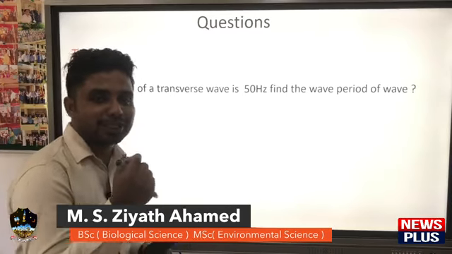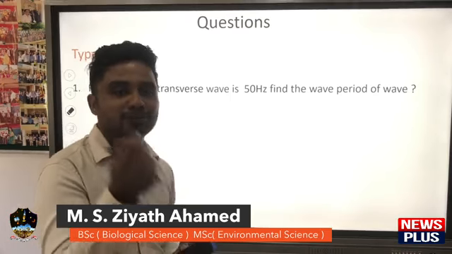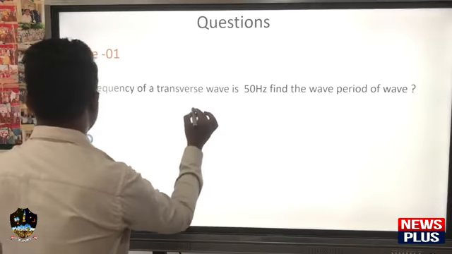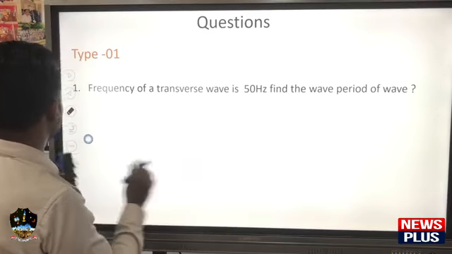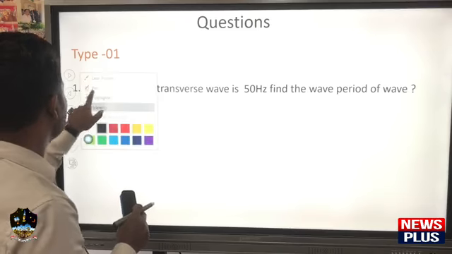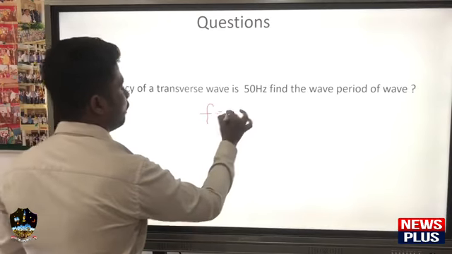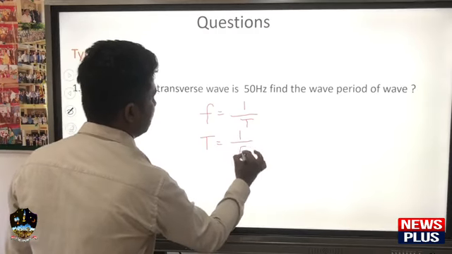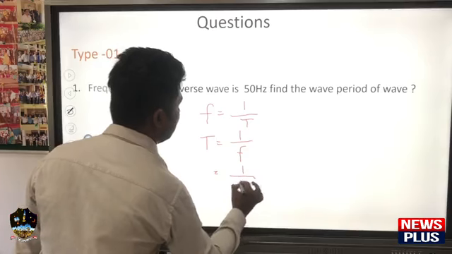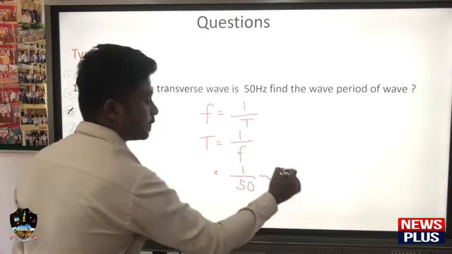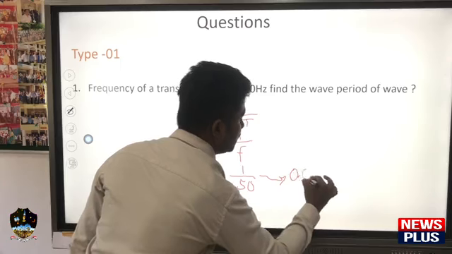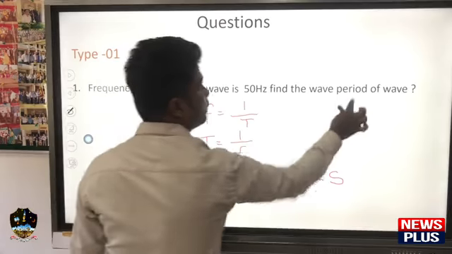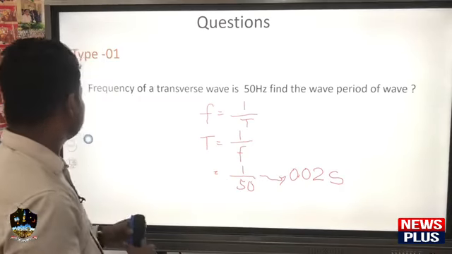Okay, there was a mistake in the SI unit of the wave period in this question. F is equal to 1 over T, and T is equal to 1 over F, so 1 over 50, T is 0.02. Not hertz, what? The standard unit of wave period is what? Second.